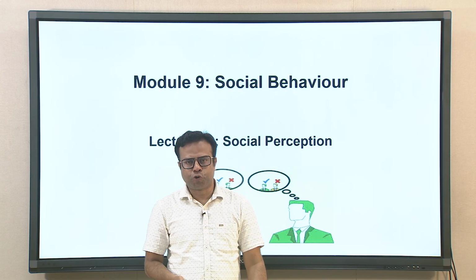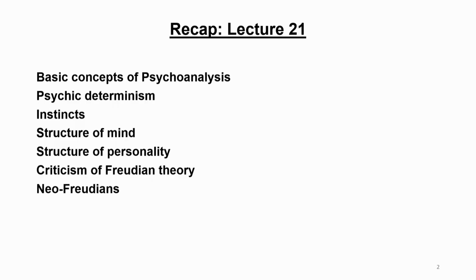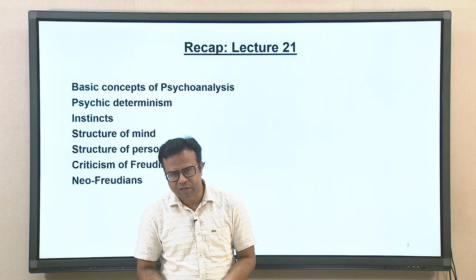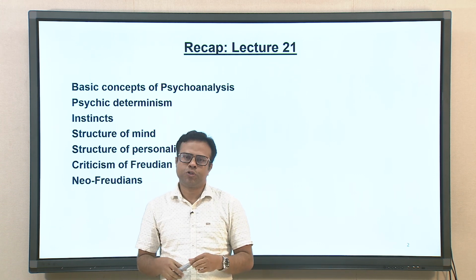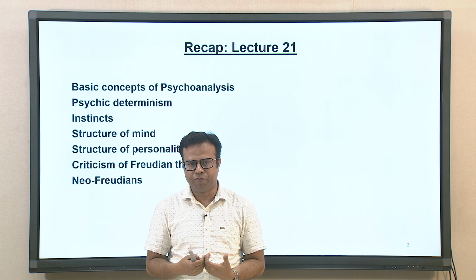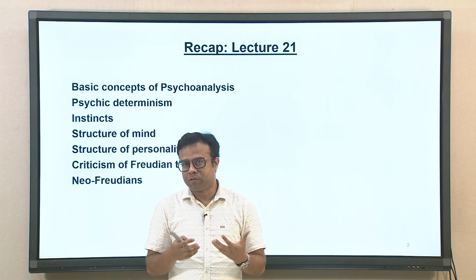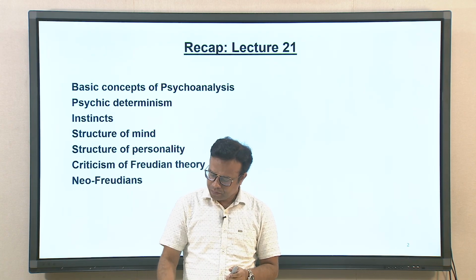Before we talk about today's lecture, let me give a brief recap of the last lecture. The last lecture was part of the earlier module on personality, and we discussed psychoanalysis. There we discussed various concepts of psychoanalysis: psychic determinism, instinct, structure of the mind, structure of the personality. We also discussed some of the criticism of Freudian theory, and at the end we discussed the neo-Freudians, who they are and what their ideas are.